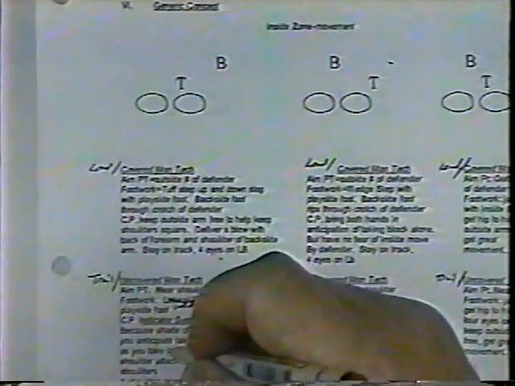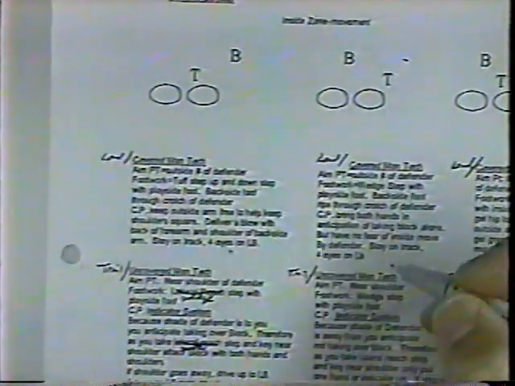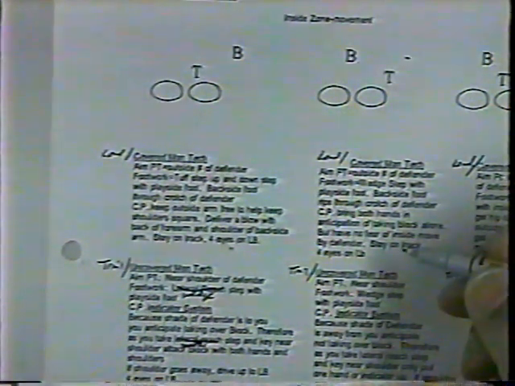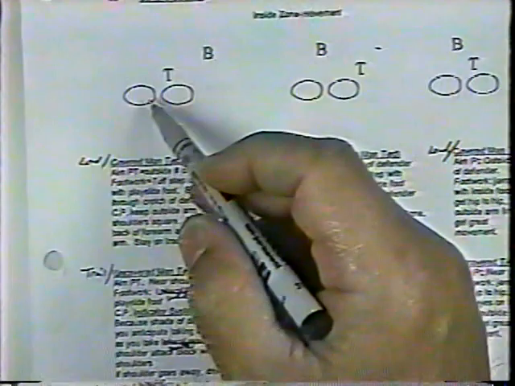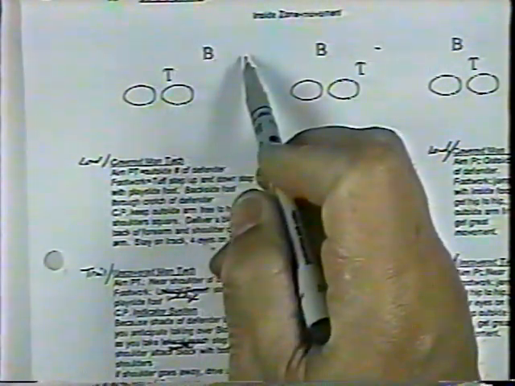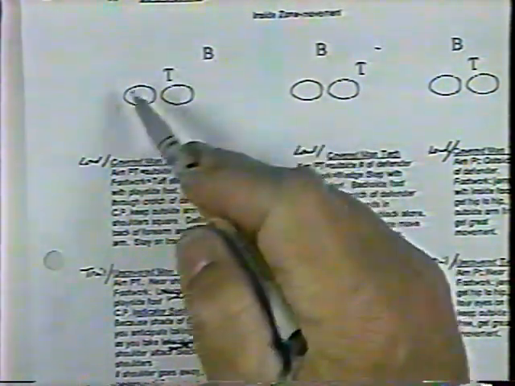So, because the shade of the defender's to you, anticipate taking over the block. Therefore, as you take your lateral or wedge step, wedge step, and key near shoulder, attack the block with both hands and shoulders. If the shoulder goes away, drive up to the linebacker, 4 eyes on the linebacker. Now, why do we come with 2 hands? Because the linebacker we're working to is shaded all the way here. If the linebacker was in the middle, we jam step, both of us keep our outside hands free.